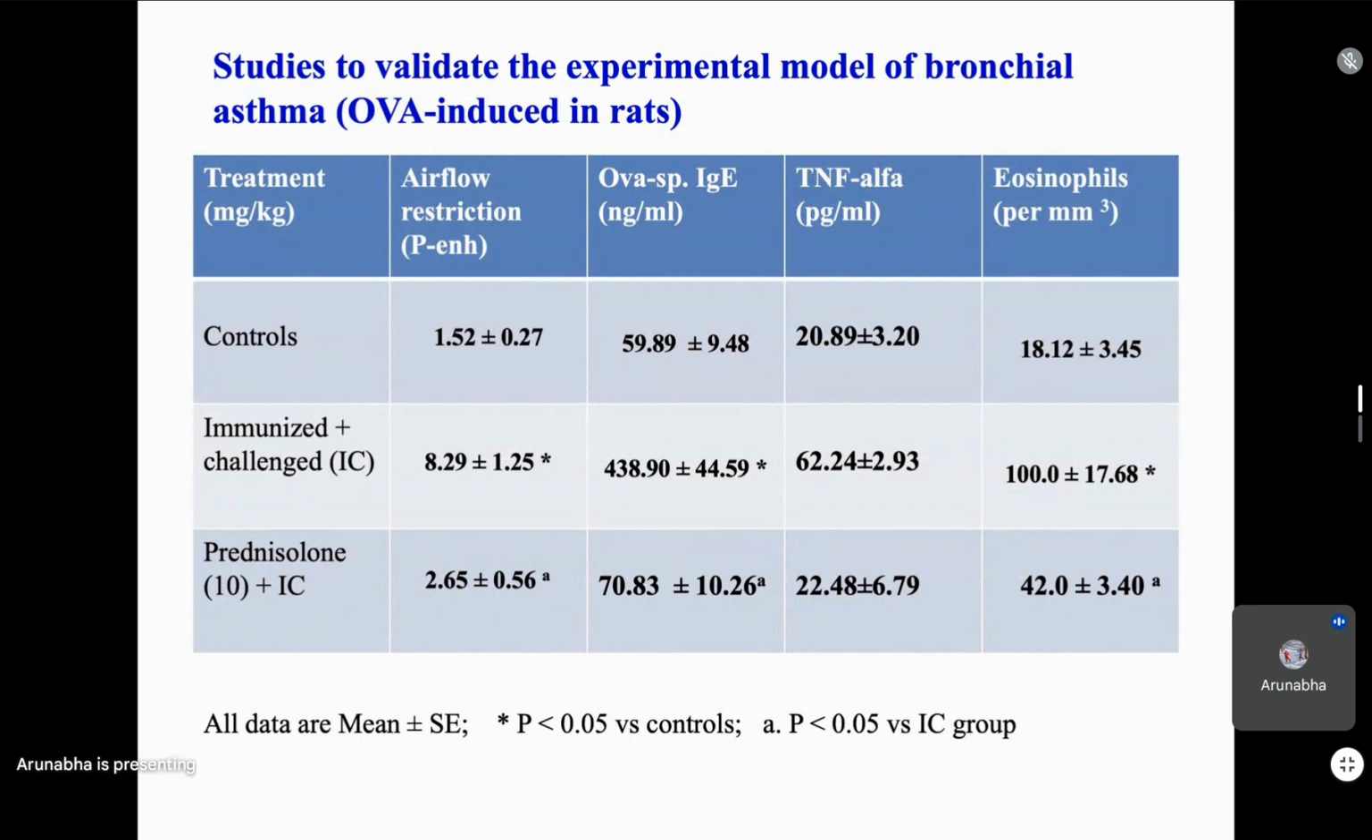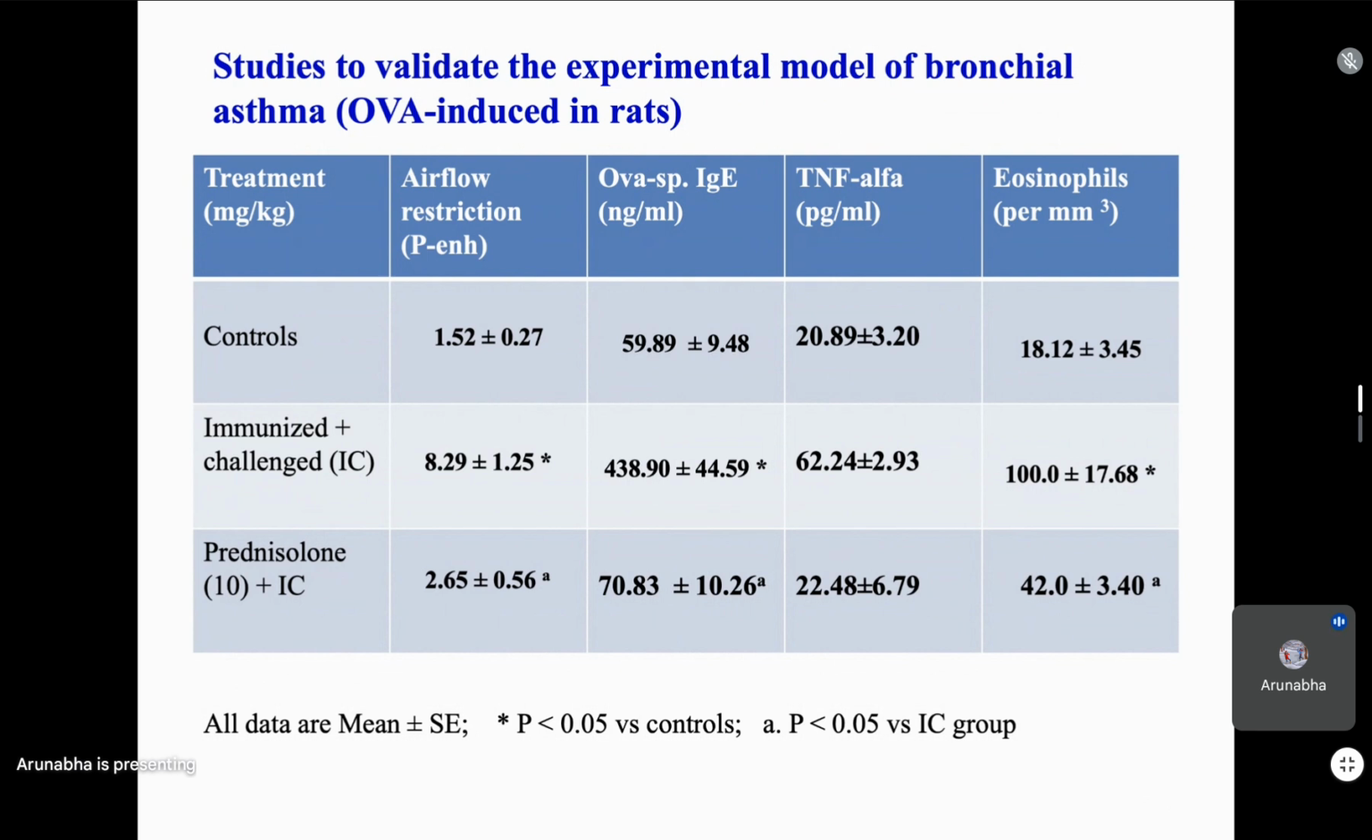So first of all, we wanted to establish the model of asthma. So airflow restriction is the first thing. It was done by whole body plethysmography, where the airflow through the bronchial tract was assessed by a computerized machine, which is known as a whole body plethysmograph. And here we recorded airflow restriction, which is recorded as P enhance.